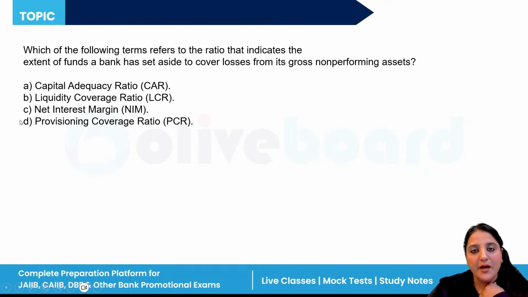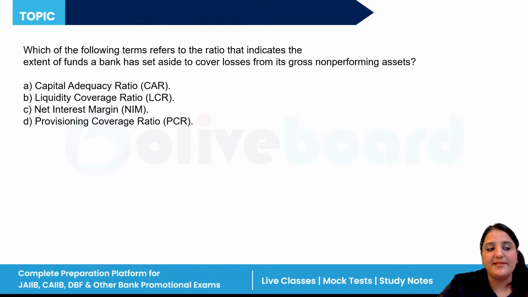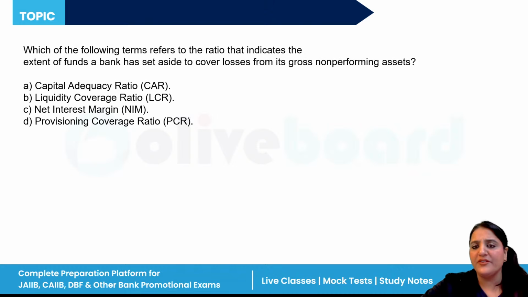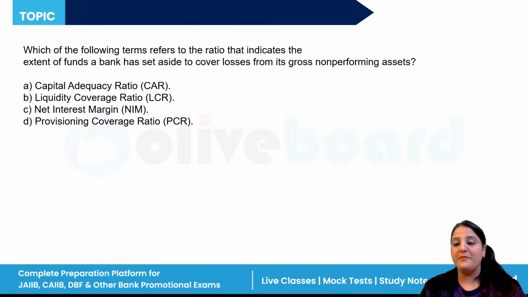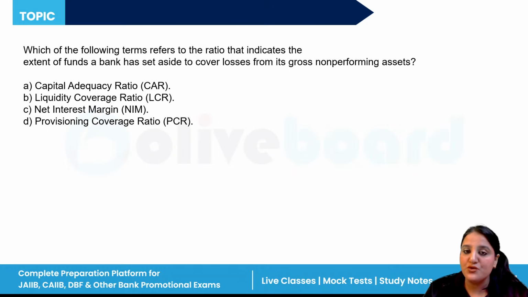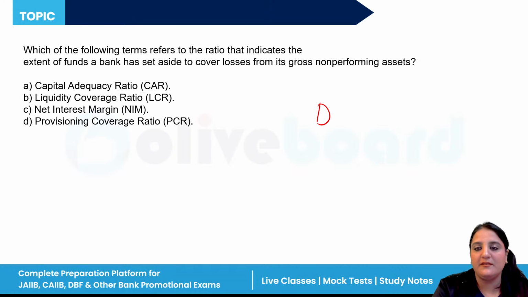Which of the following terms refers to the ratio that indicates the extent of funds a bank has to set aside to cover losses from gross non-performing assets? The answer is PCR, provisioning coverage ratio. It is essentially the ratio of provisioning to gross non-performing assets and indicates the extent of funds a bank has kept aside to cover the loan losses. So the correct answer is total provisions divided by gross NPAs. Option D is correct.